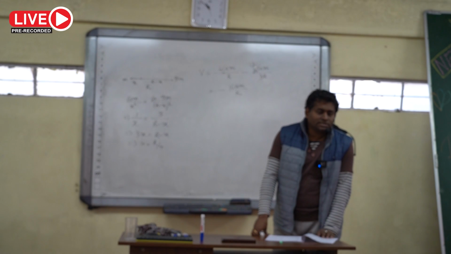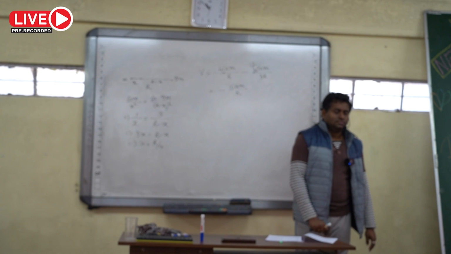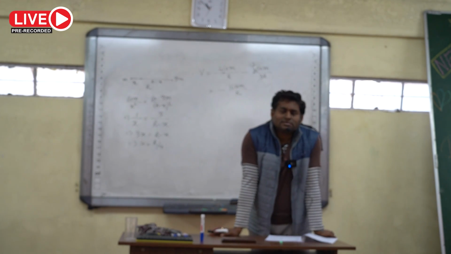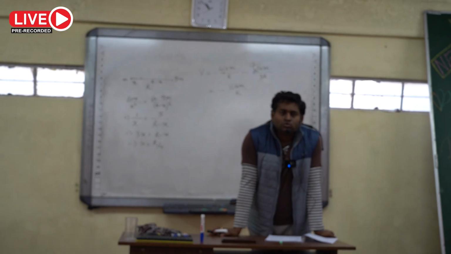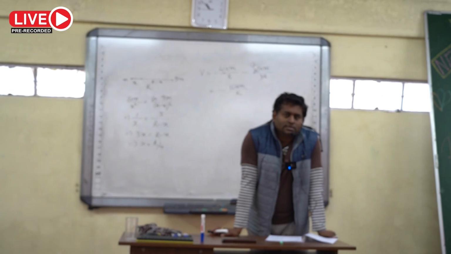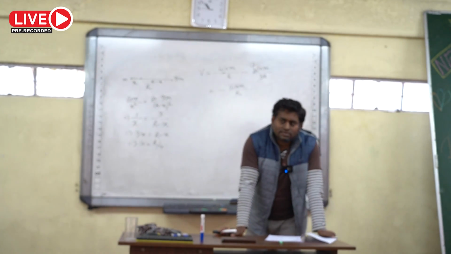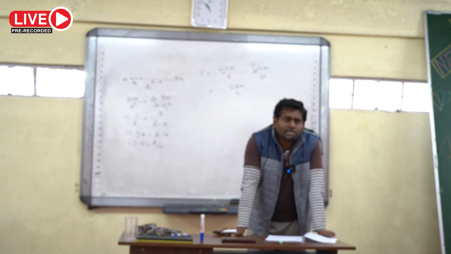Then question number 17. It is also very straightforward. Two equal distances are covered with speed v and 2v. Then you have to find the average speed. Use the formula 2v1 v2 by v1 plus v2, because here the distances are equal, not the time intervals.